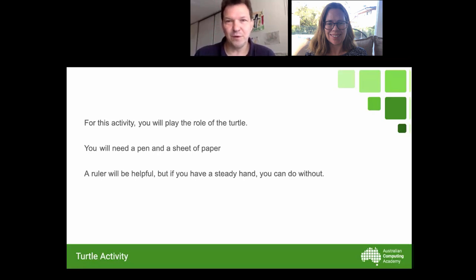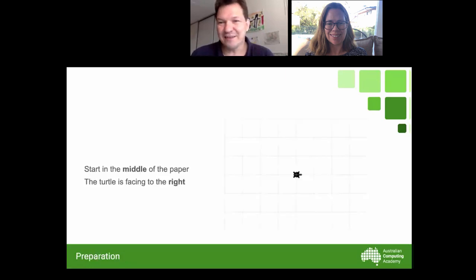All right. So, already got one. Wonderful. Thank you, Tieren. Okay, so this is the first activity. You look at this image here. There's the turtle, so you're playing the role of the turtle. We'd like you to start in the middle of the paper, so you can draw in all directions that we're going to give you. And if you remember, the turtle always has a direction. Your turtle is currently facing to the right. So when we give you a move command, your turtle is going to move to the right. Okay? All clear? Any questions?